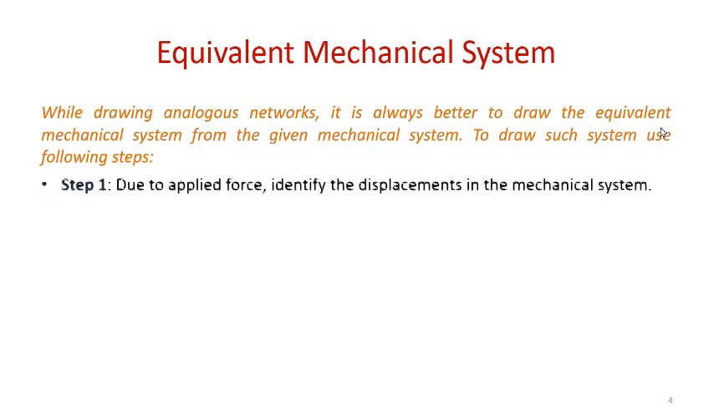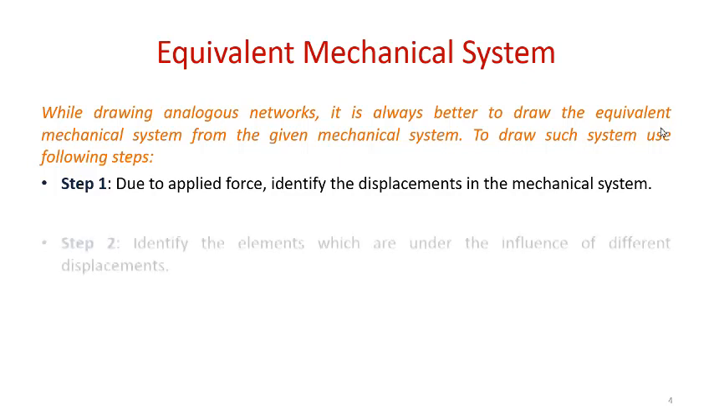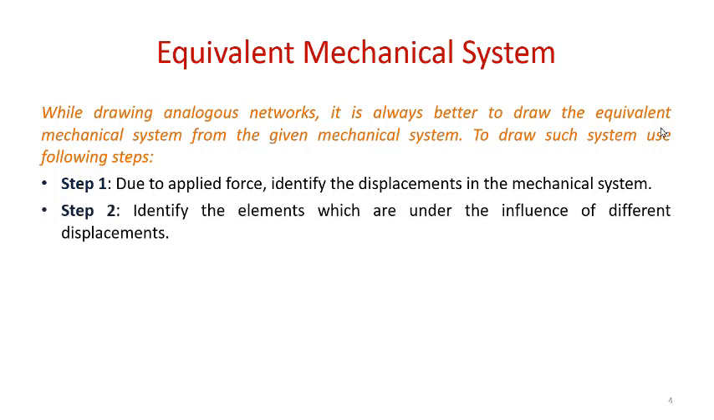Step 1. For the applied force, identify the displacement in the mechanical system. From where you are getting this force and how many displacements are occurring in the system, that need to be taken into care. Step 2. Identify the elements which are under the influence of different displacements. If there are spring, mass and damper as elements, we have to identify under these elements which are the displacements which are going to be in contact.